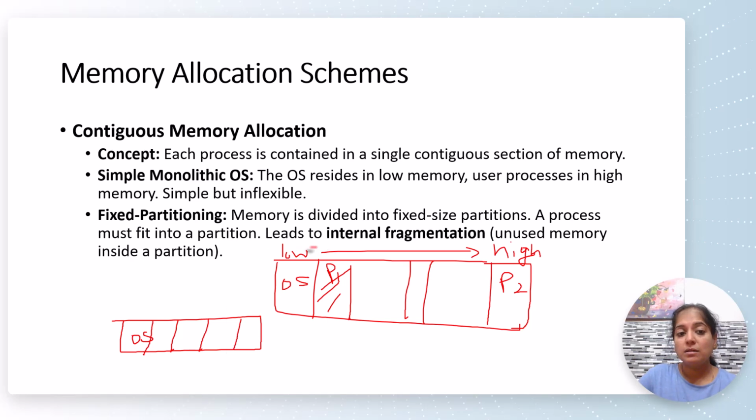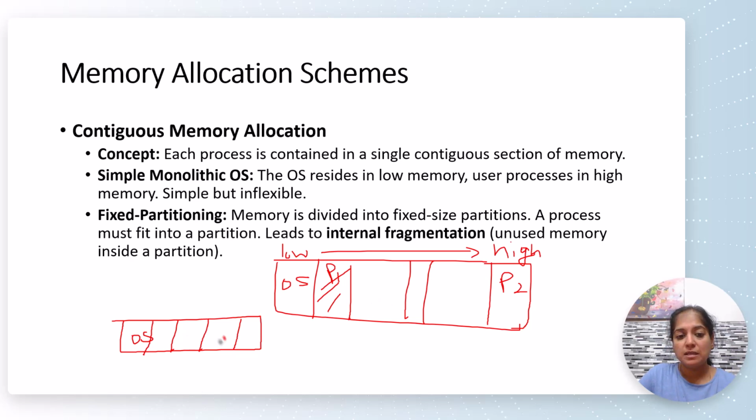Now, first of all, a process must fit into a partition. If the size of a process is greater than the partition, it cannot fit there. So we cannot execute a process whose size is greater than the partition. That is a problem.